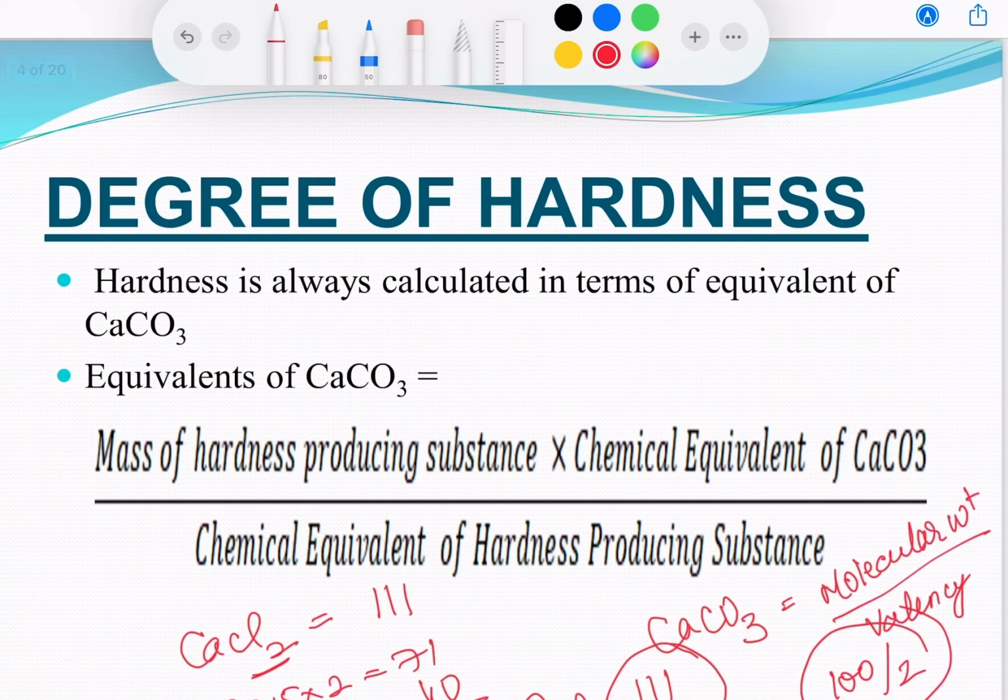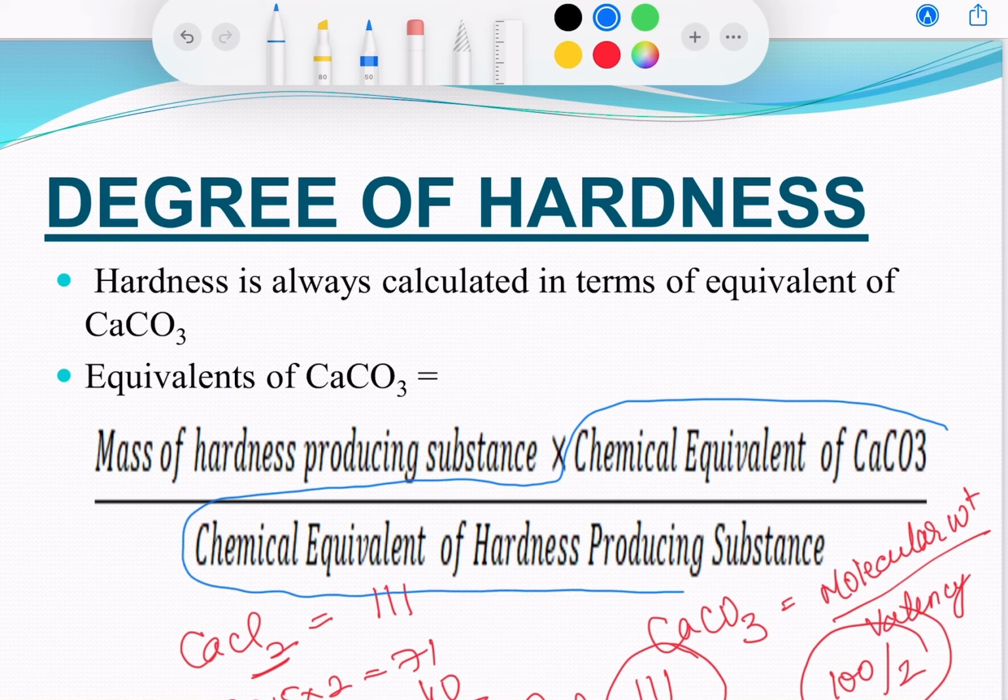When you are talking about a particular salt, this ratio, chemical equivalent of calcium carbonate divided by chemical equivalent of hardness producing substance, is constant for a particular compound. Like for instance, for calcium chloride, this ratio will be 100 by 2 divided by 111 by 2. So this will always be fixed. The only variable factor will be the mass of hardness producing substance.